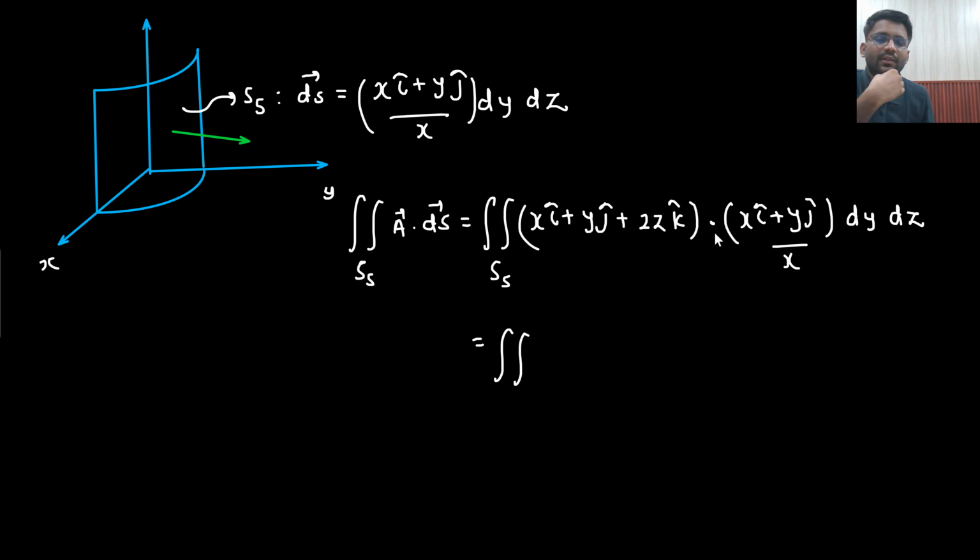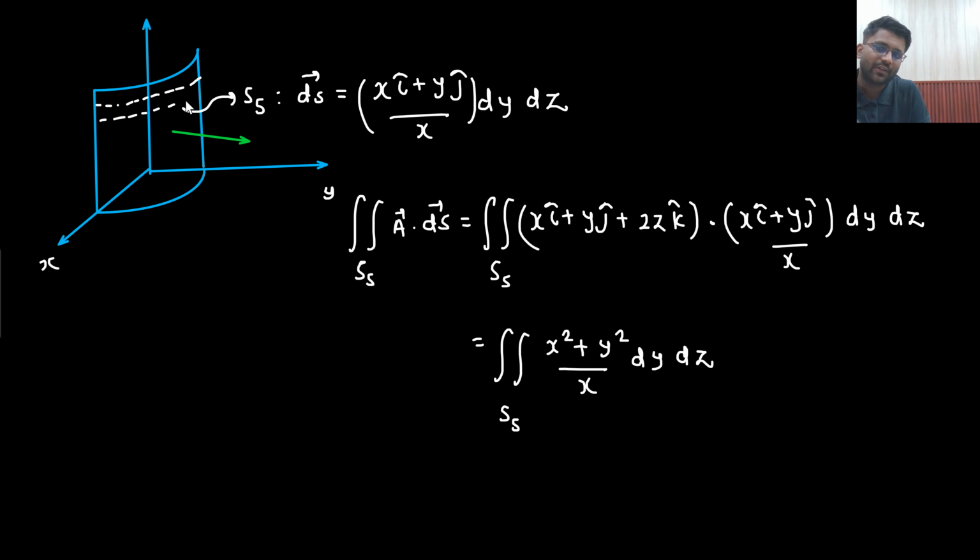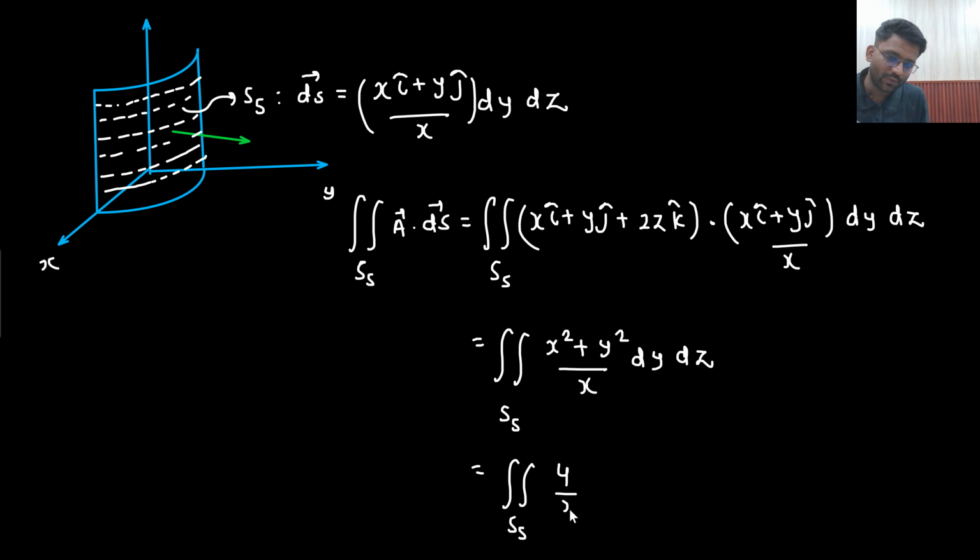Now x square plus y square divided by x dy dz. This is what we are supposed to calculate for S5. You can do the calculation, x square plus y square divided by x dy dz. On this surface, what is the value of x square plus y square? Everywhere on this surface the value of x square plus y square is always 4. So on S5 surface, it becomes 4 dy dz.